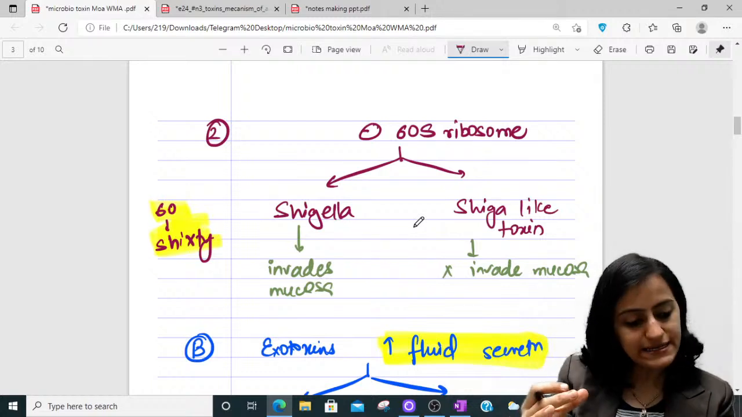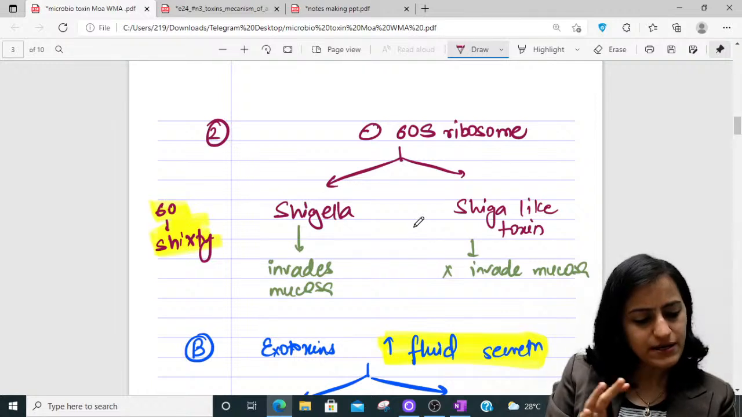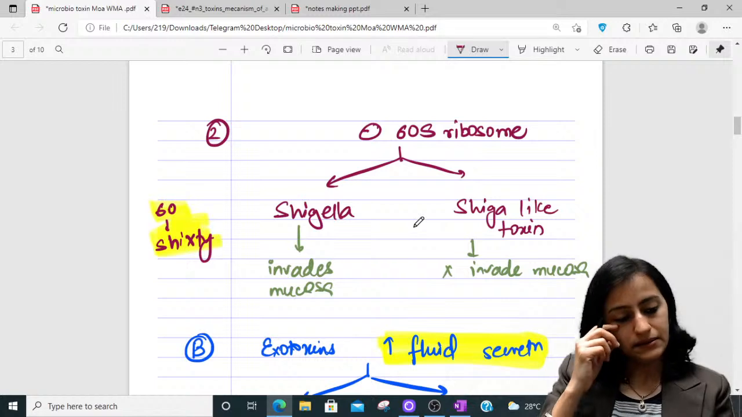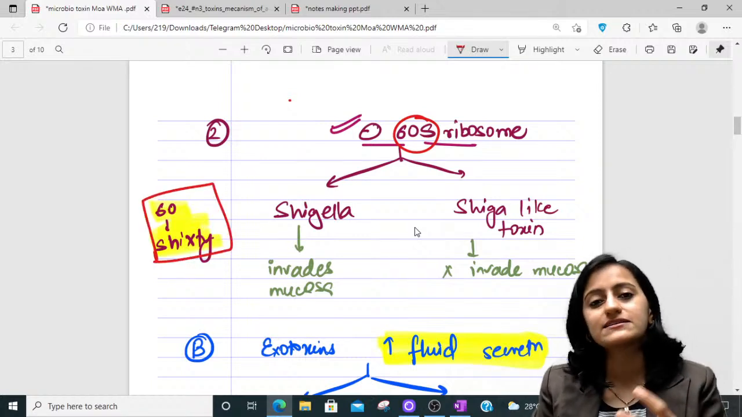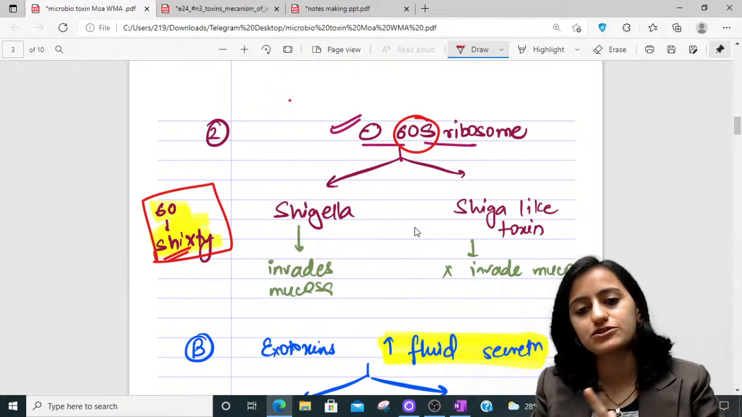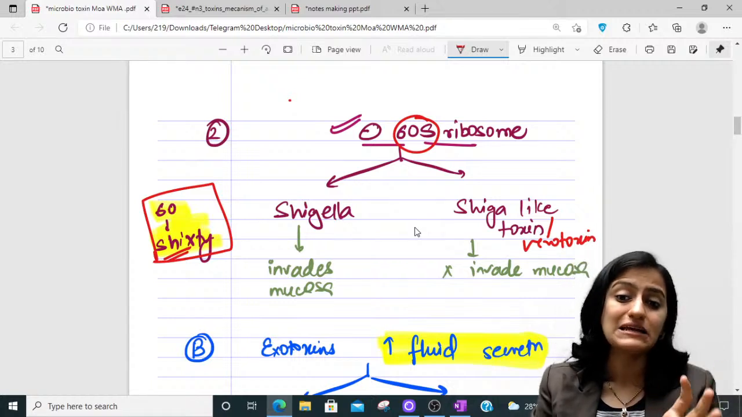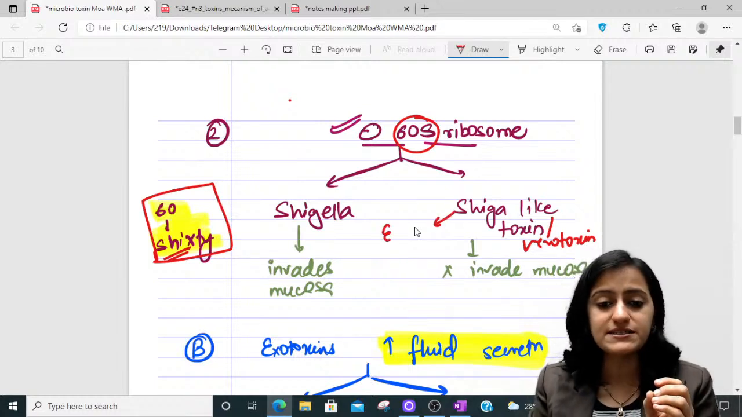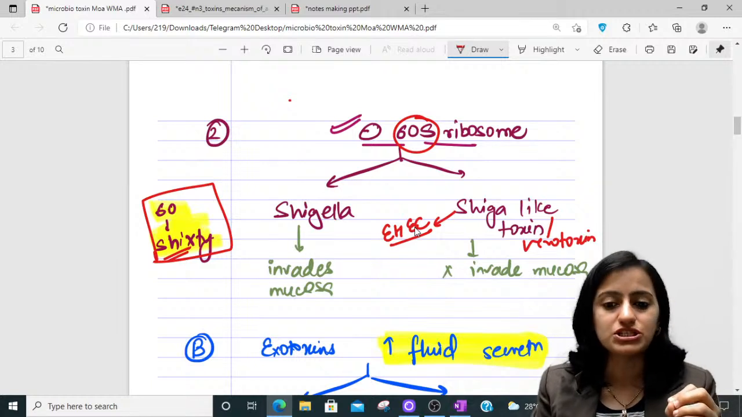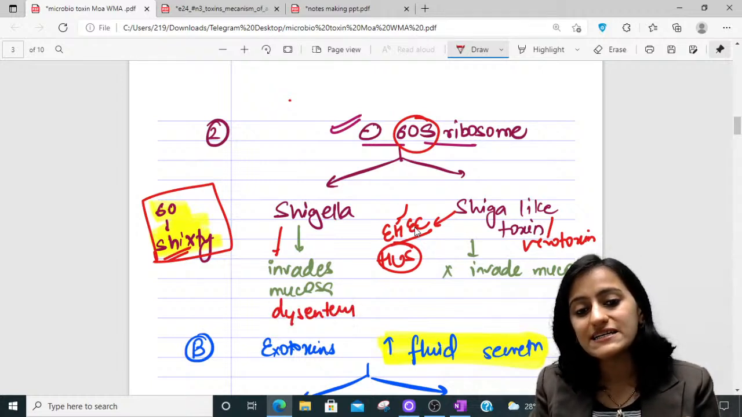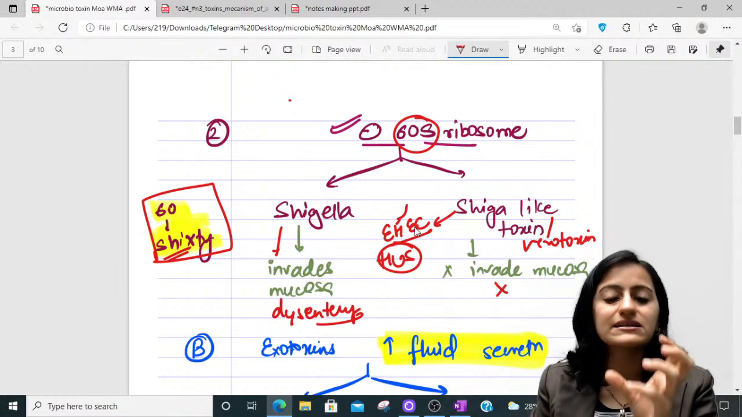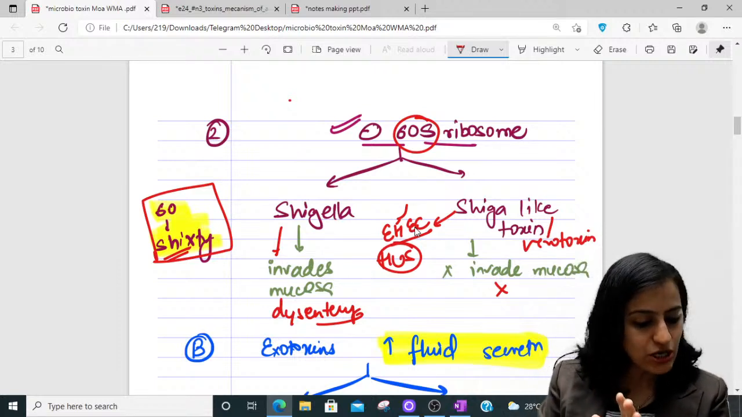Okay. The next bacteria which inhibit protein synthesis, but by inhibiting the 60S ribosome. Is it stuck for anyone? I hope this is fine with everyone. Right? The mnemonic for that is 60, pronounce it as 60. So you know that it is Shigella and the Shiga-like toxin, that is your Verotoxin. These act by inhibiting the 60S ribosome. This Shiga-like toxin is present in enterohemorrhagic E. coli, which basically causes hemolytic uremic syndrome. The difference is Shigella invades the GI mucosa and that is why it causes dysentery. While the Shiga-like toxin of enterohemorrhagic E. coli does not invade the mucosa.